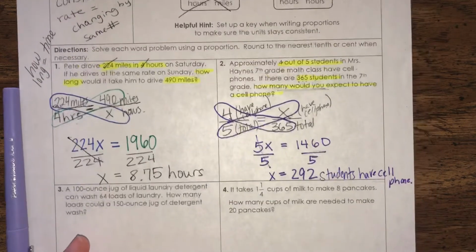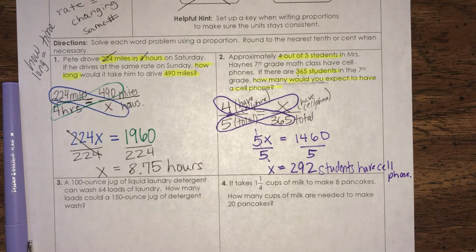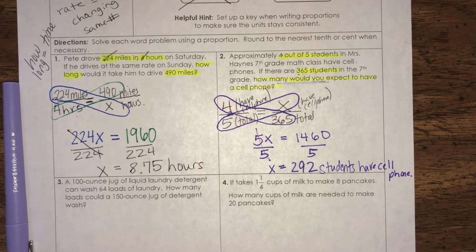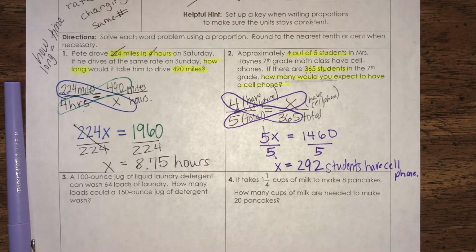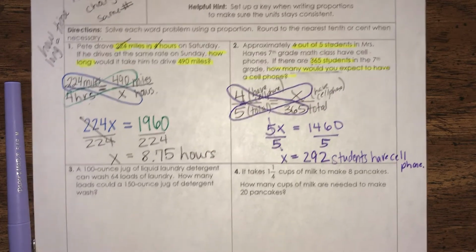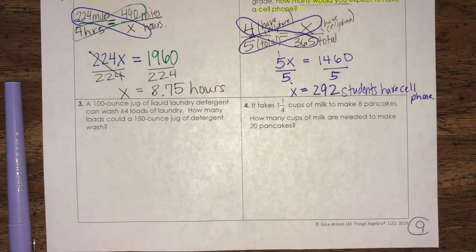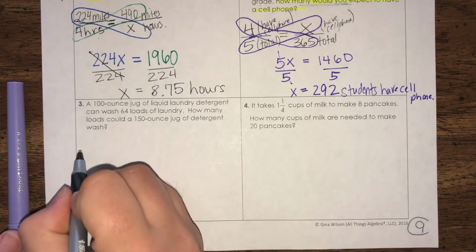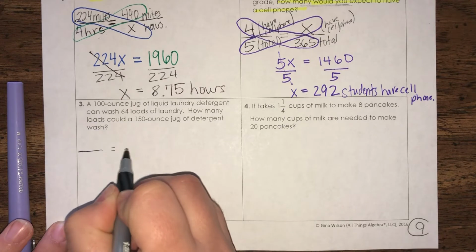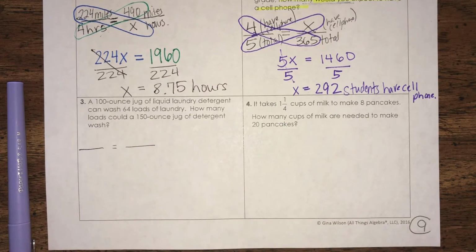Okay, so we have 292 students that have a cell phone based off of the proportion that we solved. All right, let's move on down to questions 3 and 4. So again, big thing here is you're trying to set up a proportion, meaning a fraction equal to another fraction. We're finding the details within the story.